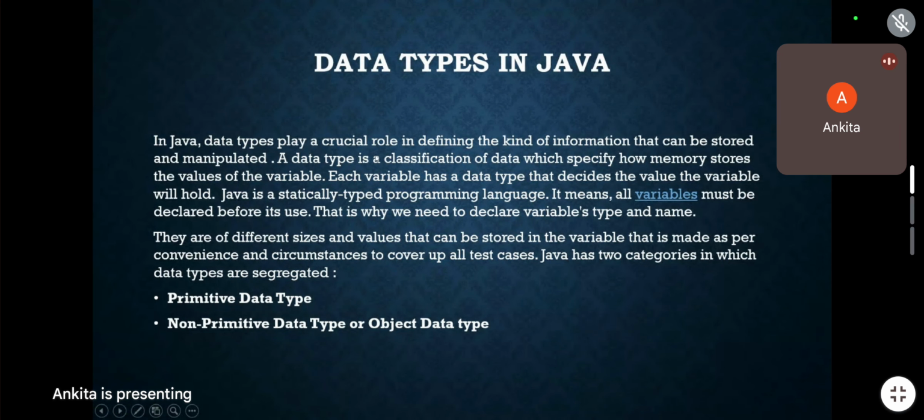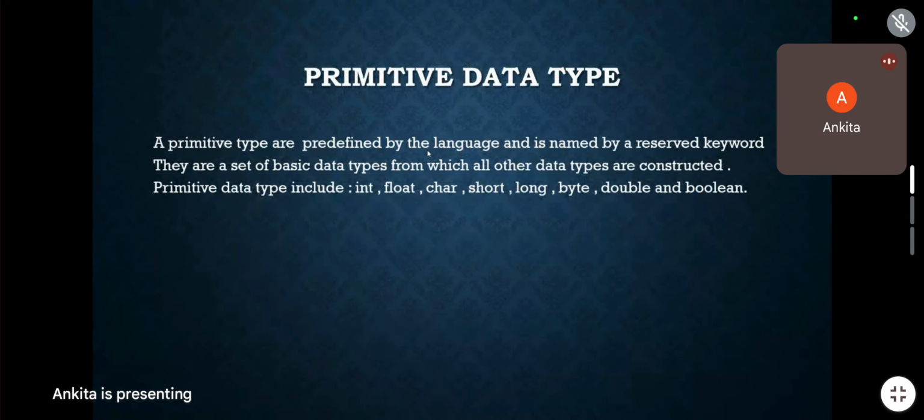In Java, data types play a crucial role in defining the kind of information that can be stored and manipulated. The data type is a classification of data which specifies how memory stores the value of the variable. Each variable has a data type that decides the value the variable will hold. They are of different sizes and values that can be stored in the variable, made as per the convenience and circumstances to cover all the test cases. Java has two categories in which data types are segregated: primitive data type and non-primitive data type.